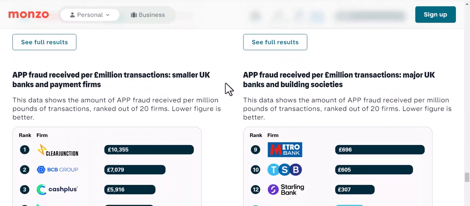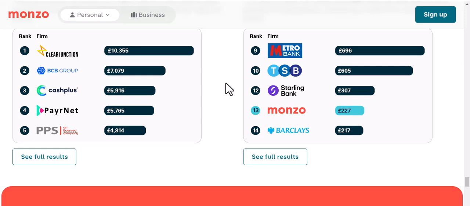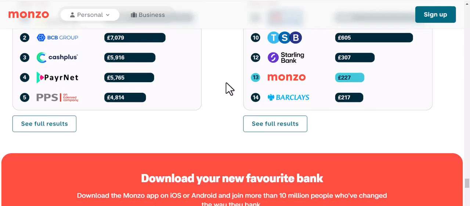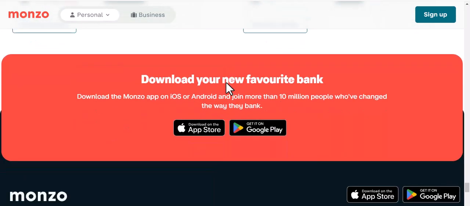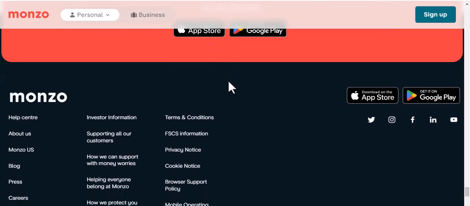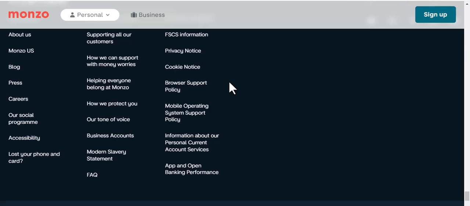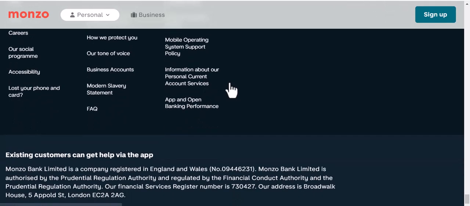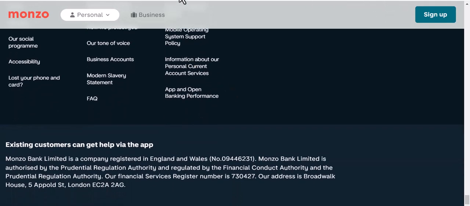Step 2. Craft a clear and concise subject line. Your subject line is the first impression your email makes. It needs to be informative and help Monzo quickly understand the nature of your email. Here are some examples of effective subject lines. Dispute, unauthorized transaction, your name, account ending, last 4 digits.